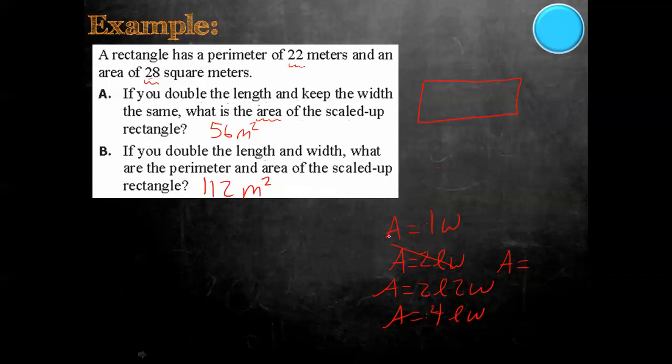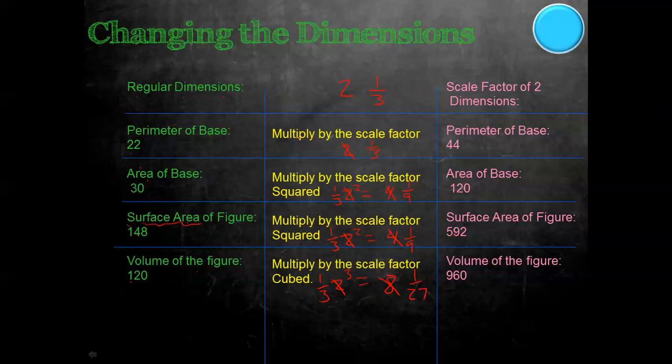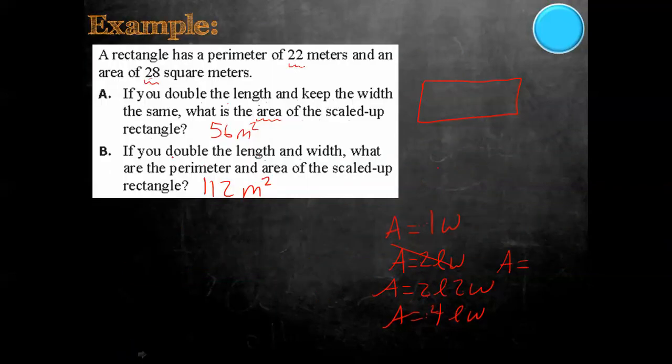meters squared. The perimeter, remember, because here we're doubling all of the dimensions, we can go back to this table. Perimeter, we multiply by the scale factor. If the scale factor is double, we're doubling it, then it would be, sorry, 22 times 2 is 44 meters. So this would be the new perimeter. This would be the new area.